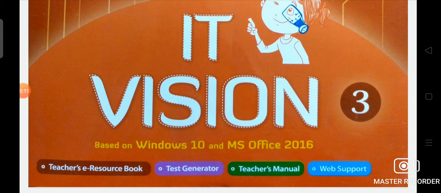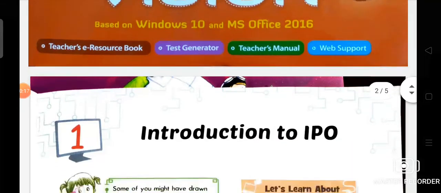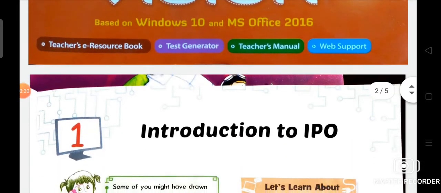So students, today I am going to start your first chapter from your computer book, that is Introduction to IPO. What is the name of this chapter? That is Introduction to IPO.